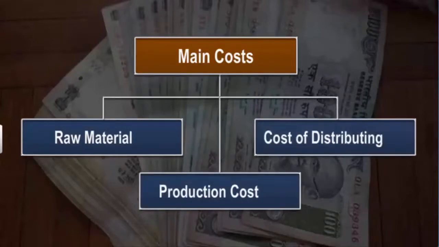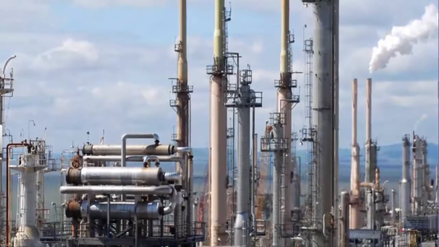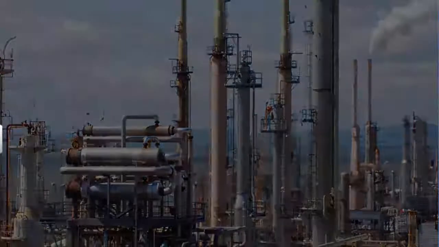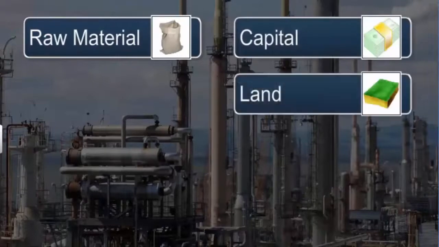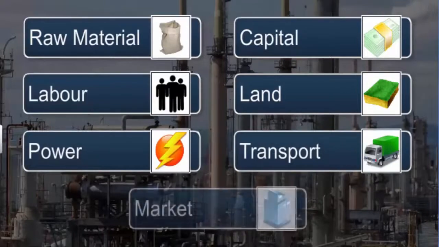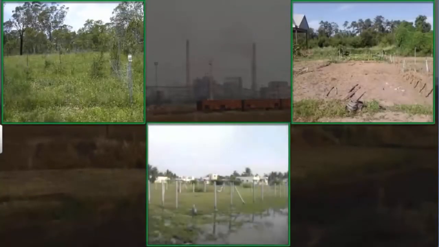Thus, the ideal location for your factory will be a place that has easy and low cost availability of raw material, capital, land, labor, power, transport and market. It is difficult to find all these factors in one location. Thus, the most appropriate location is chosen where most of these factors can be arranged at the lowest cost.